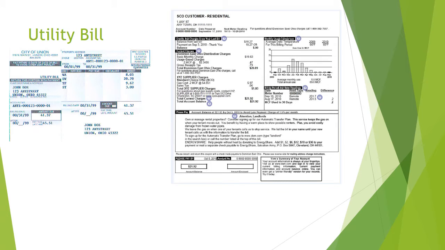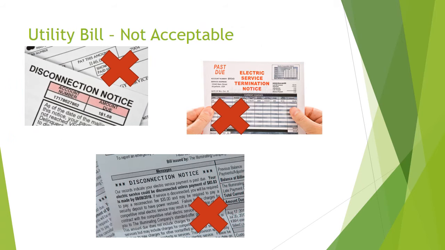Here are some more examples. One is a Dominion, the other is for a city. If you want to submit whatever city you live in bill, this is kind of an example of one that's in Union, Ohio. We accept those as well. Just make sure that it's dated within 60 days. We get the entire document and there are no disconnect or shut off notices. As stated in earlier slides, we cannot accept any bills that have any of these notices on it. Termination, disconnect, we are unable to accept it.